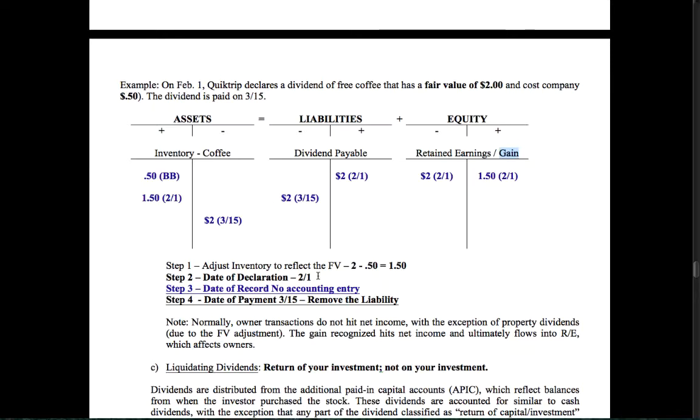Next, we go to our three-step approach for each date: the date of declaration, the date of record, and the date of payment. First, the date of declaration. So on February 1st, we know that we need to pay a $2 dividend for the coffee. Therefore, we need to establish our $2 payable and then offset that with a $2 decrease to retained earnings.